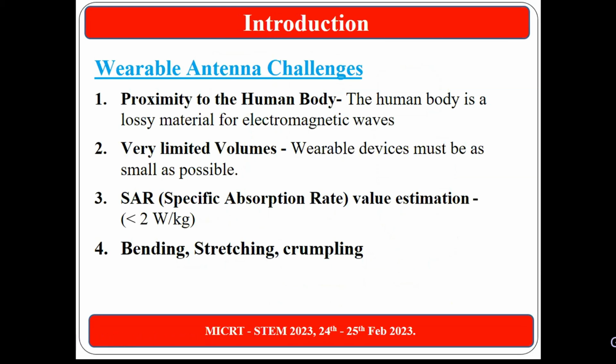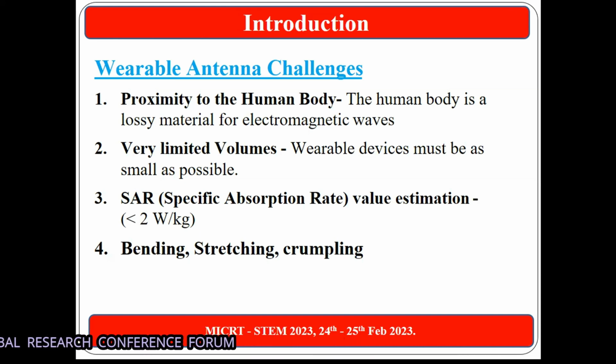The first and very important, proximity to the human body. Basically, human body is a lossy material for electromagnetic waves. That means whenever electromagnetic waves comes into the picture of human body, it is completely absorbed. Or we can say there is a conversion of these waves in terms of heat. So this is one of the important challenge while designing the wearable antenna. Second is very limited volumes. The size should be very small as possible compared to the other antennas.